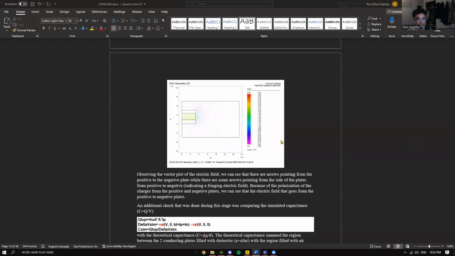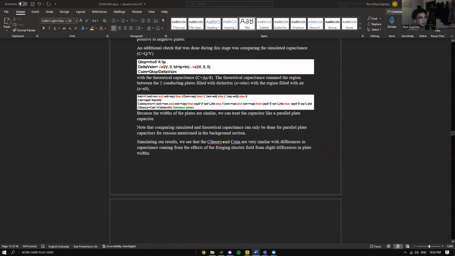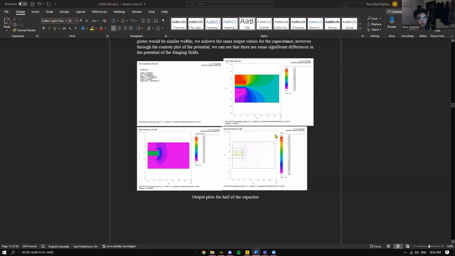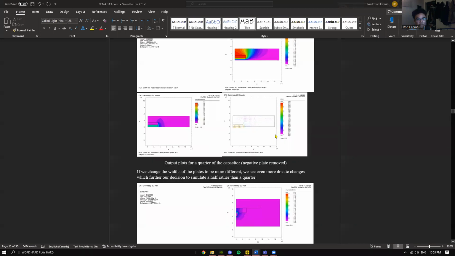We ran a test to check if the capacitances from both the previously stated equations are similar when the areas are similar relative to separation, which it is. We also ran tests with a full geometry and a half geometry to check if the capacitances relate with a factor of 2, which they do.